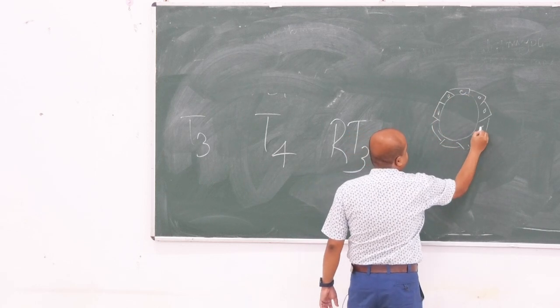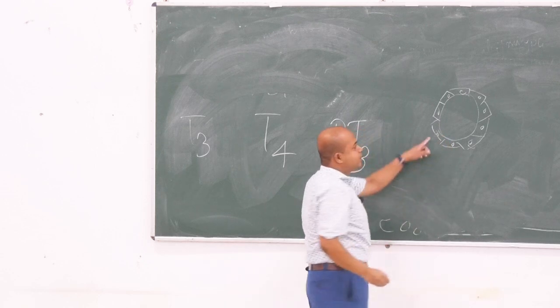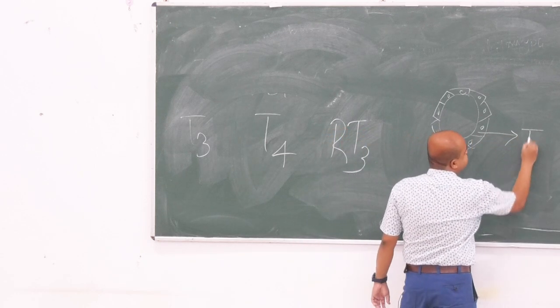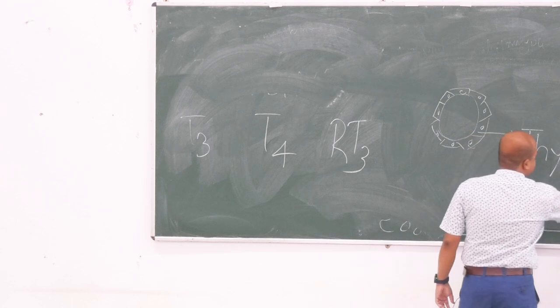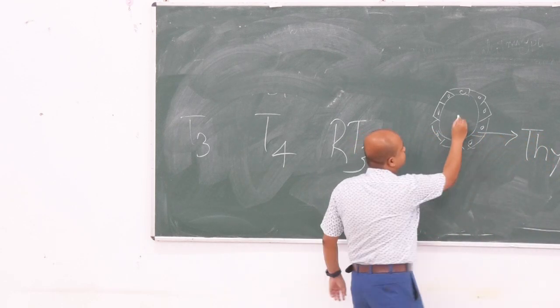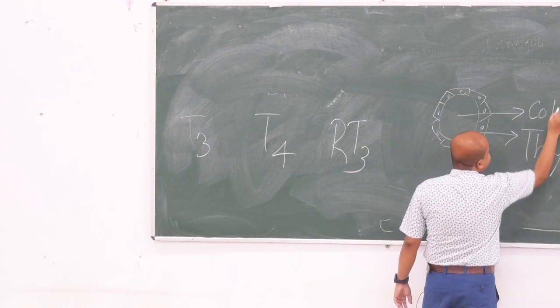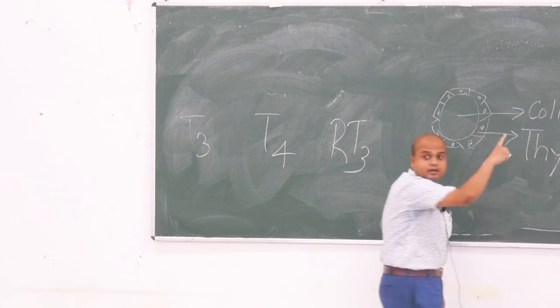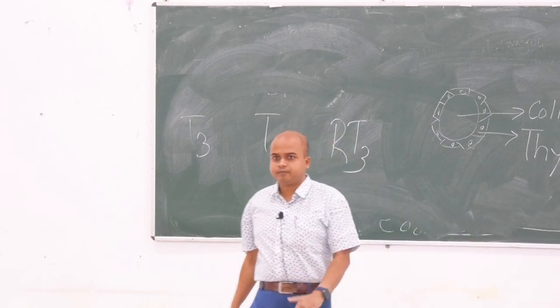They are surrounded by flat cells. These are the thyrocytes. Inside is the colloid, where the thyroid protein is present.